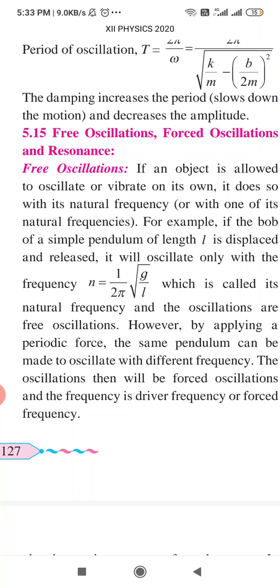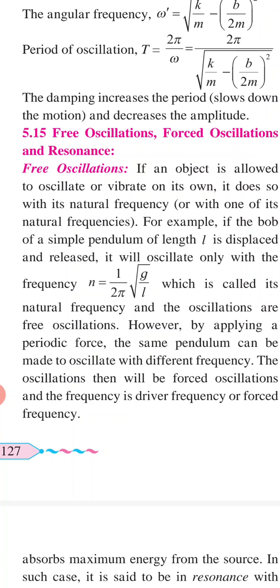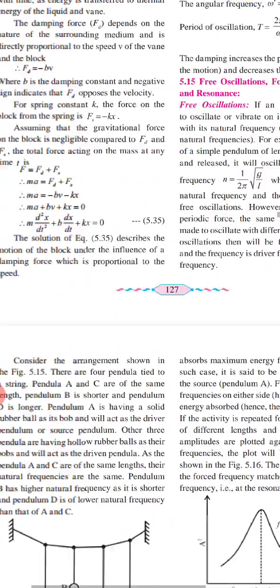For example, if the bob of a simple pendulum of length L is displaced and released, it will oscillate only with the frequency n equals 1 upon 2 pi times root of g upon L, which is the equation derived in the last lecture. So that is the natural frequency, and such oscillations are free oscillations. By applying a periodic force, the same pendulum can be made to oscillate with a different frequency. The oscillations will then be forced oscillations, and the frequency is the driver frequency or force frequency.